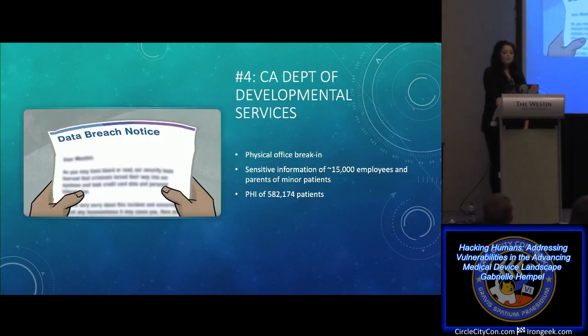Number 4 was California Department of Developmental Services. This was kind of unusual as it was a physical office break-in. Sensitive information of roughly 15,000 employees and parents of minor patients was compromised, as well as the PHI of 582,000 patients. The break-in occurred at the DDS Legal and Audits Offices building in Sacramento. The trespassers ransacked files, vandalized and stole state property, and started a fire.